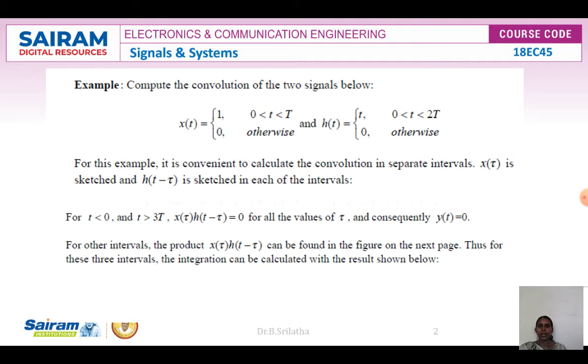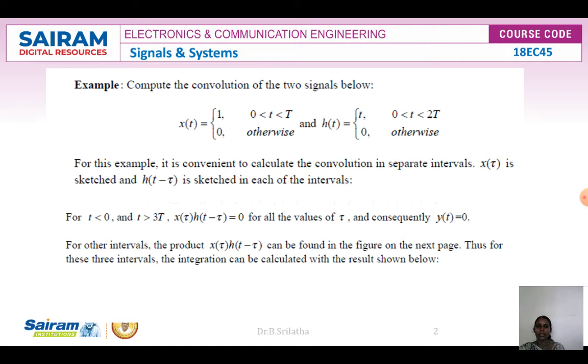Now we know that to find the convolution integral, we need to remember the three steps. First, we need to draw h of t minus tau and x of tau. Second, we need to multiply x of tau by h of t minus tau. Third, we need to integrate that product with the limits minus infinity to infinity to get the output y of t. So the first step is to draw x of tau and h of t minus tau.